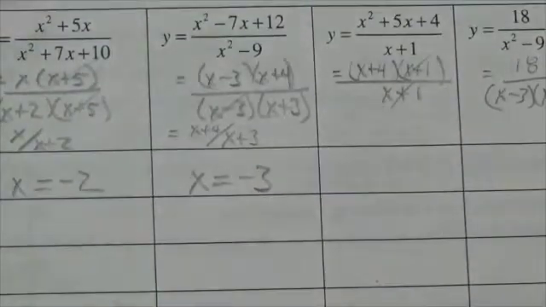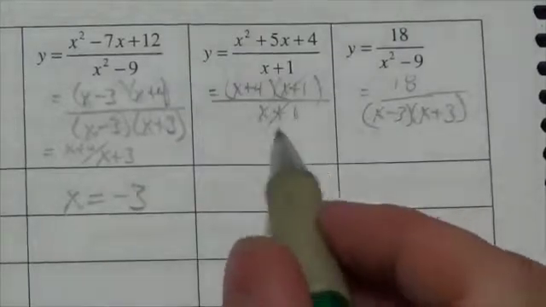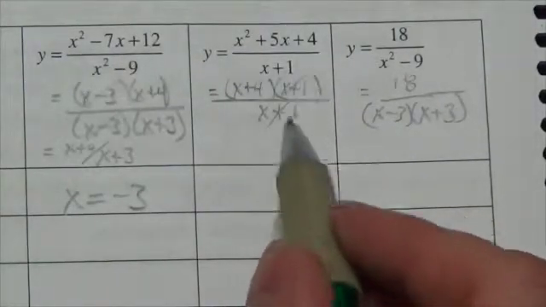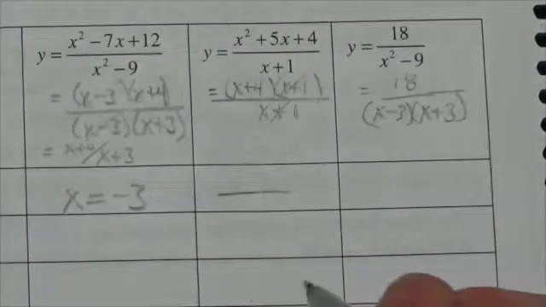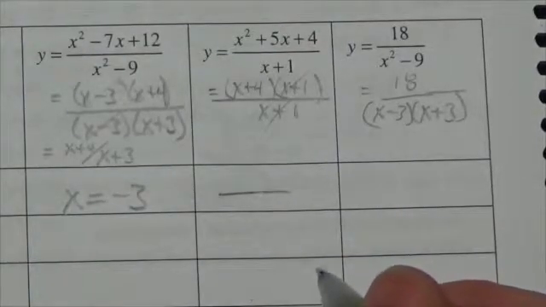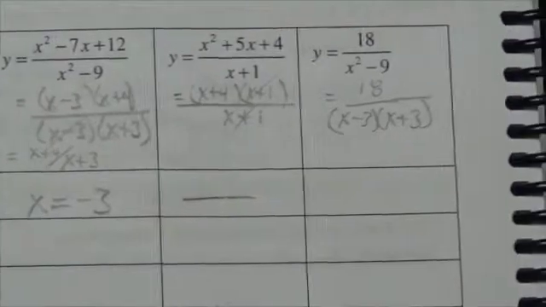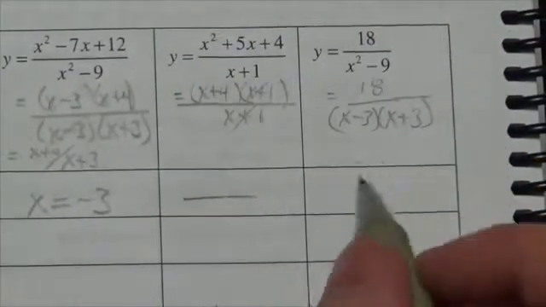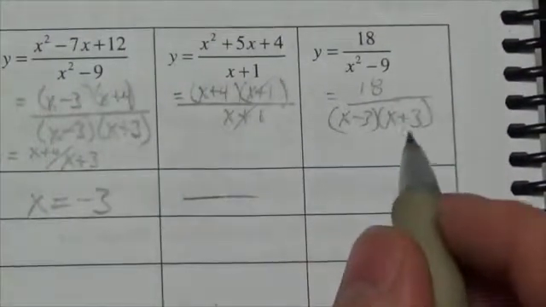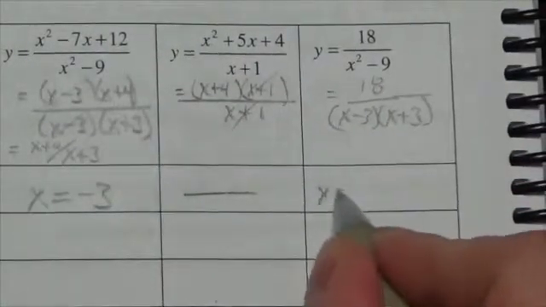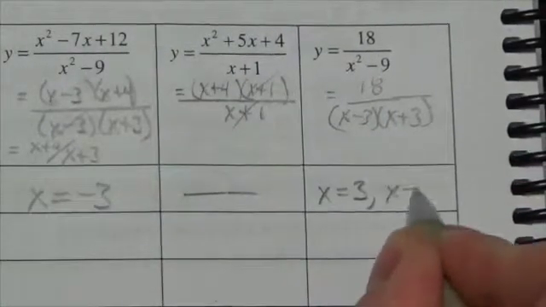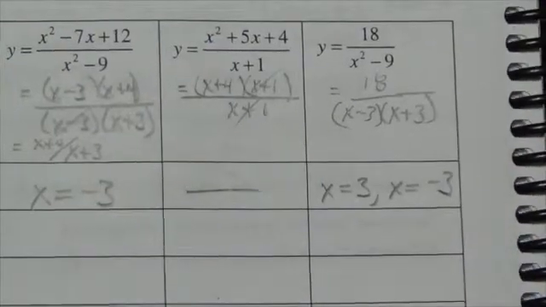That's my vertical asymptote. Here, this is kind of an interesting one. Notice that once I've simplified that, there's no more denominator. It's gone. There is no vertical asymptote there. This last one, nothing canceled, and so both of the restrictions there will be essential discontinuities, and therefore vertical asymptotes. So x is equal to 3, x is equal to negative 3.